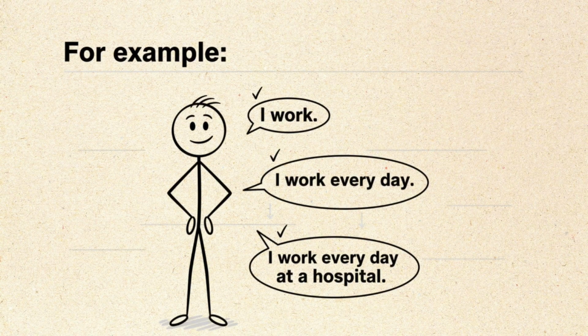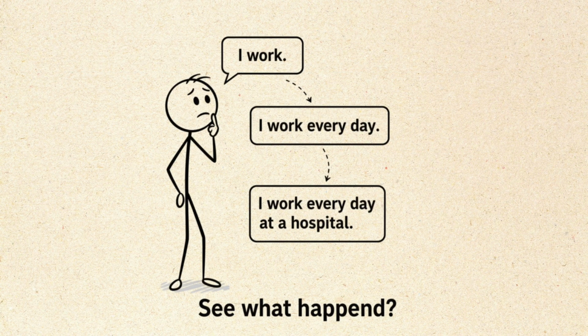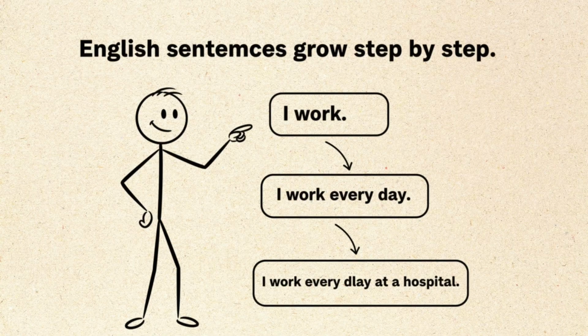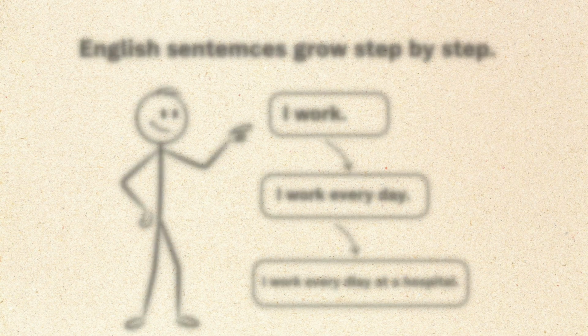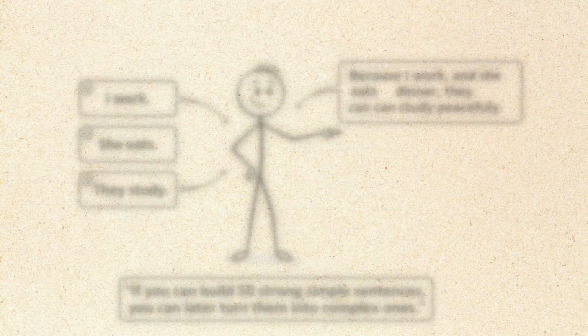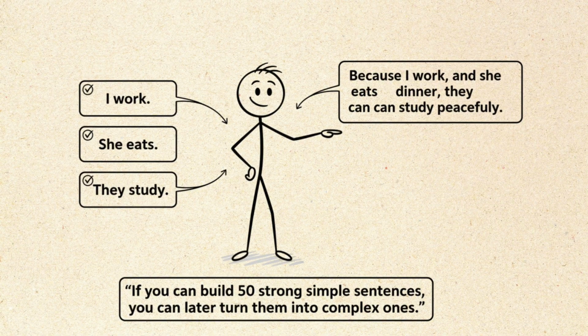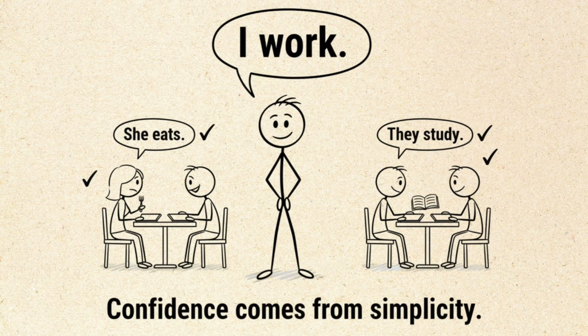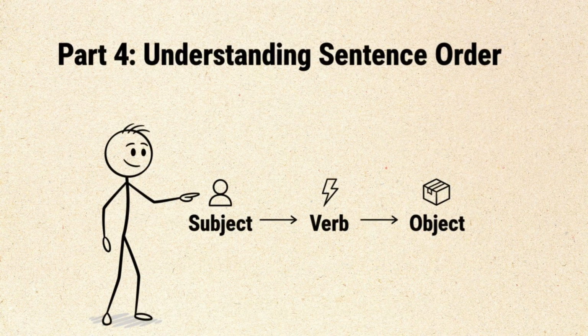For example, I work. I work every day. I work every day at a hospital. See what happened? We started simple, then we added information. English sentences grow step by step, not all at once. If you can build 50 strong simple sentences, you can later turn them into complex ones. Confidence comes from simplicity. Part 4.